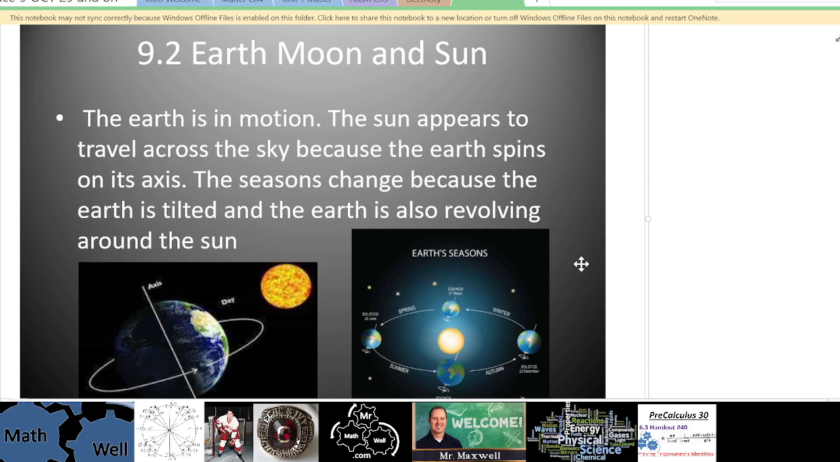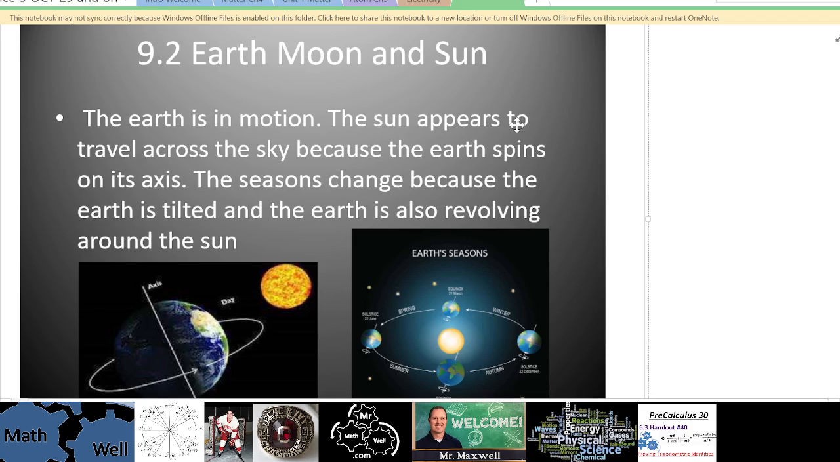So the Earth is in motion. I'm not sure if you guys knew this. We've talked about this. The Earth is revolving and rotating. Rotating is rotating on its axis, so it's spinning. So when we say spinning, that is rotating, and revolving is when the Earth actually travels in orbit around the sun. So what do our notes say here?